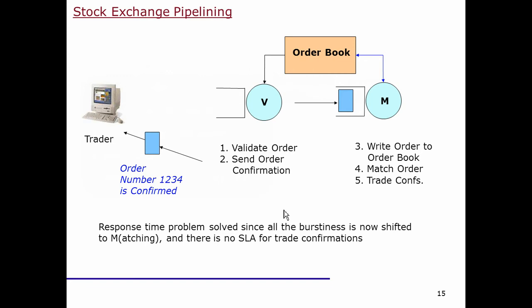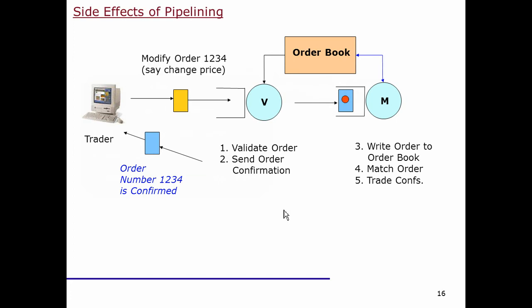If you think about it, what can happen, let's say once order number 1, 2, 3, 4 is confirmed, that a trader modifies the price of order number 1, 2, 3, 4. So you have an order modification. When it comes to validation, validation will first check against the order book and get the order details and then validate the order against it.